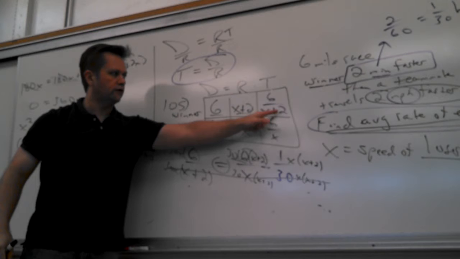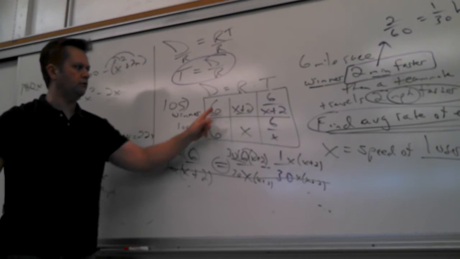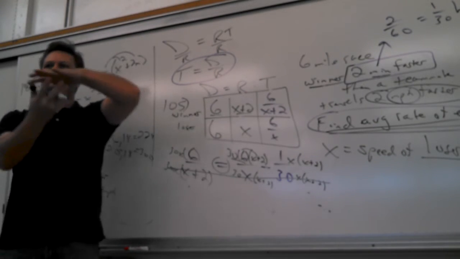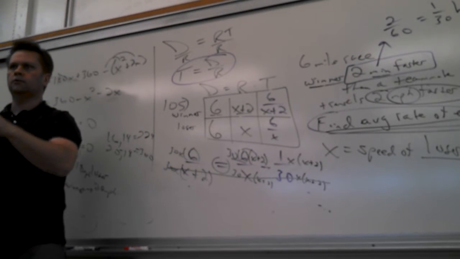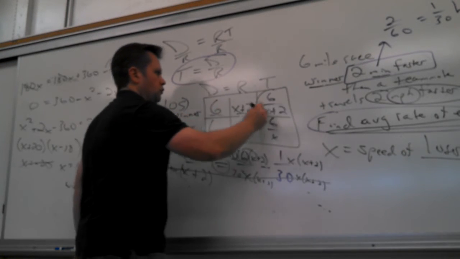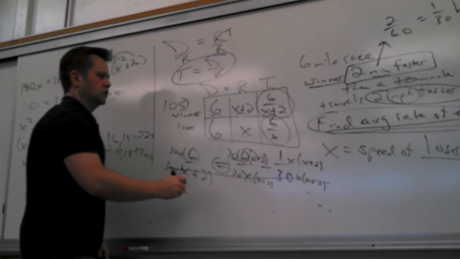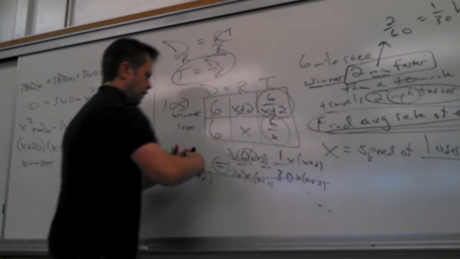How did I know this is 6 over x plus 2? Because time is distance divided by rate. Once I know distance and rate, I know the time. I can write an expression for the time. So I've got an expression for the winner's time, an expression for the loser's time, and then I use the information to set up the equation.